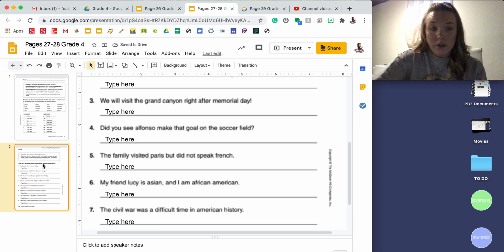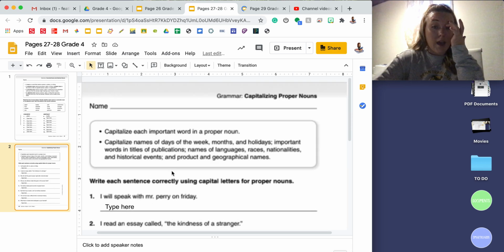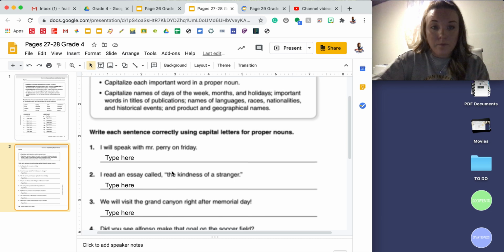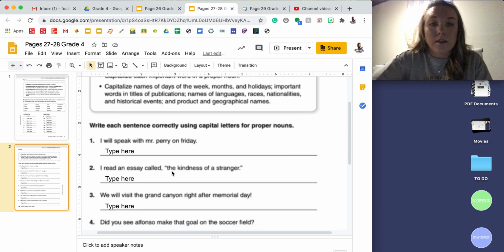Your second page on Tuesday will be capitalizing proper nouns. It's page 28. So you will capitalize each important word in a proper noun. And then in the box, it reminds us that we have to capitalize names of the days of the week, months, holidays, important words and titles of publications, so like books or magazines, names of languages, so like English, Japanese, German, races, nationalities, and historical events, and also a product or a geographical name.